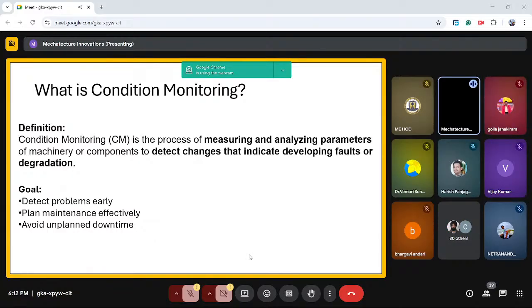And if I find a problem, I can schedule the maintenance and also I can avoid unplanned downtime. See, downtime should be an avoidable thing in any industry. No industry loves to do downtime. They always want to keep the machine running. So this is very important.